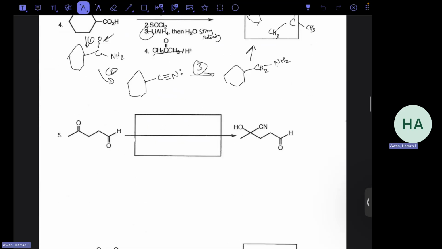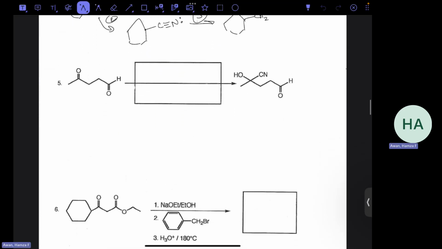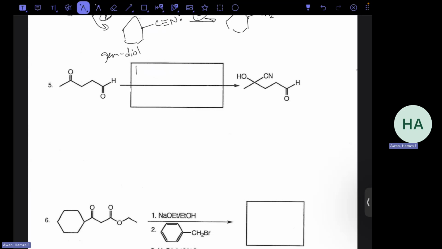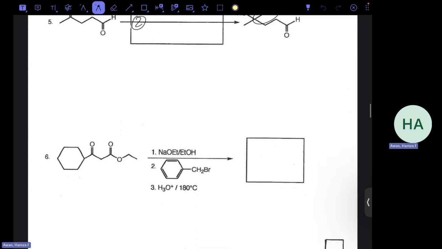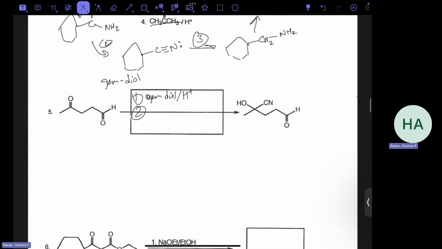Okay. All right. So this one we're going to be using our geminal diol. So our first step in these problems is always going to be to use the geminal diol. So gem diol / H plus, right? Our second step, we're going to be adding the group right here. So whatever group we're going to be adding, in this case, it's going to be our cyanide. So we're going to do our add group. And then third step, H3O plus.